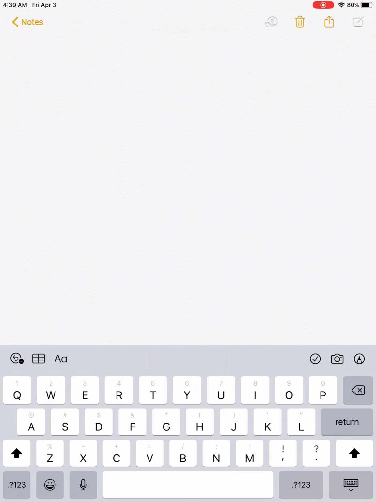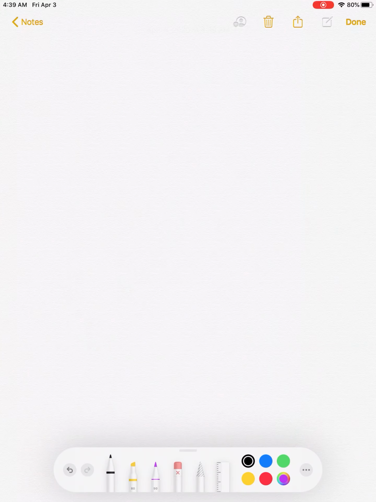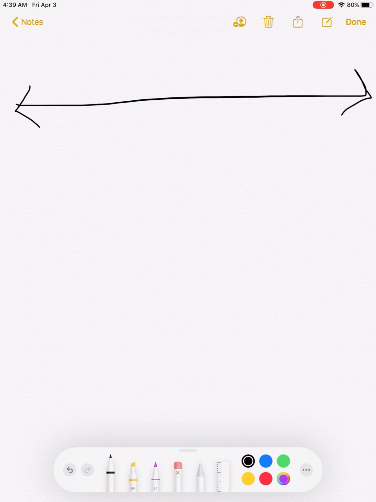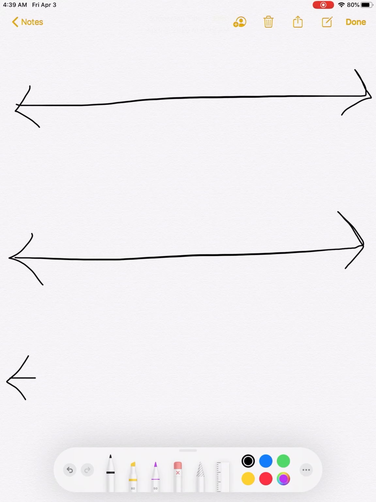All right, let's get started. All right, today we're going to practice drawing our number line. So I want you all to draw a number line on your paper. And let's draw another number line down here because I want to do a little bit of comparing. And maybe one more number line down here, right?